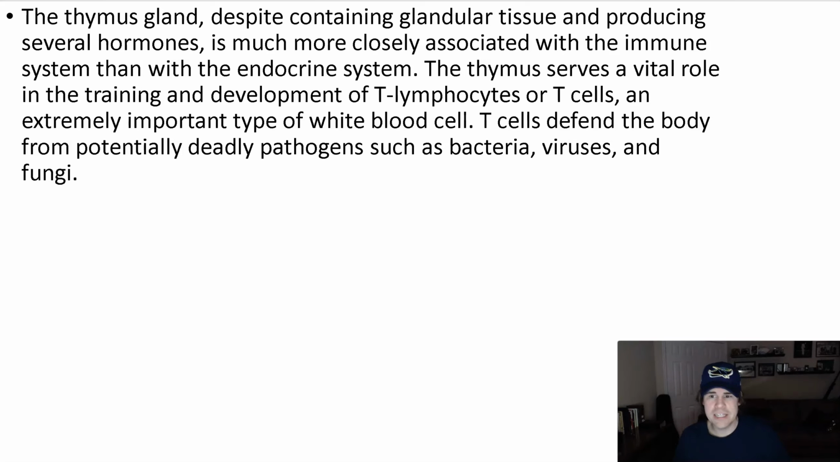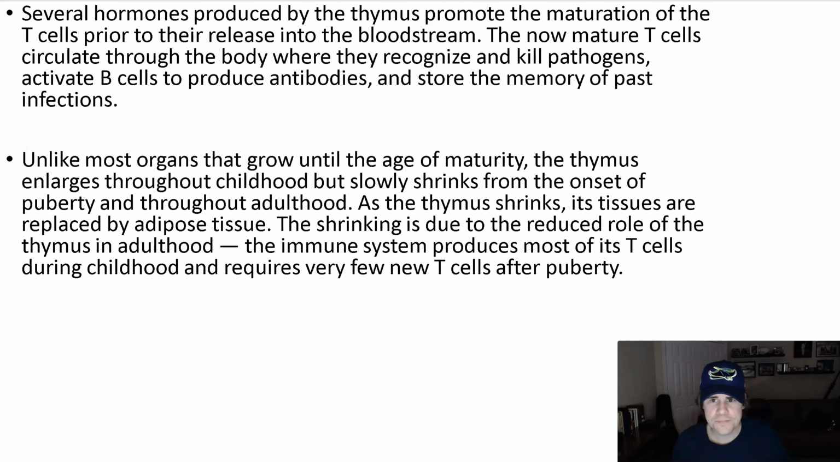An extremely important type of T cells defend the body from potentially deadly pathogens such as bacteria, viruses, and fungi. So again, we want the T cells to be able to do their job well, and the thymus helps them do that. Several hormones are produced as well. Now, the mature T cells circulate through the body where they recognize and kill pathogens. Obviously, that's good for us. Remember, pathogen is something that causes suffering. Pathos means suffering. Gen means beginning. They activate B cells. So if T cells aren't made correctly, B cells don't produce those antibodies that help target things for destruction. And they store the memory of past infections, which is where vaccines come into play.